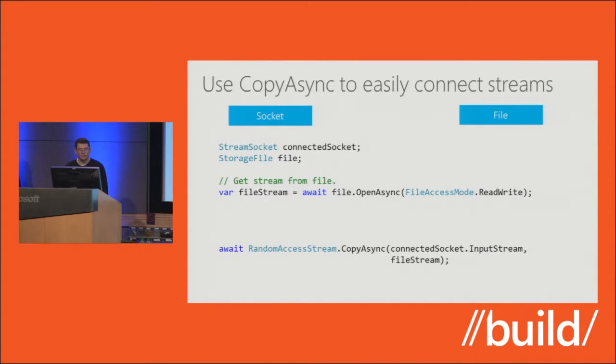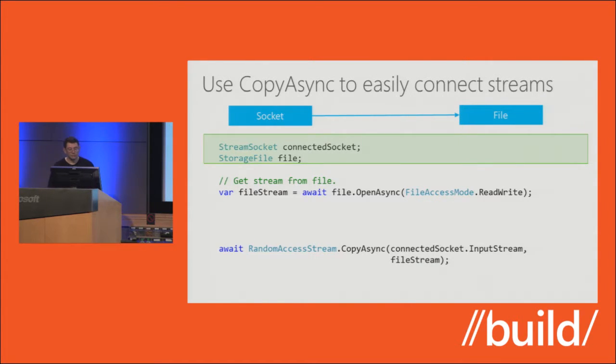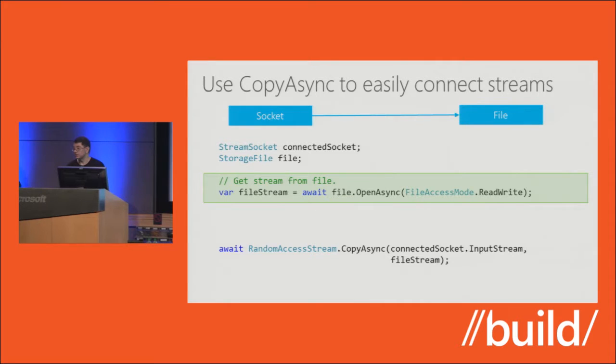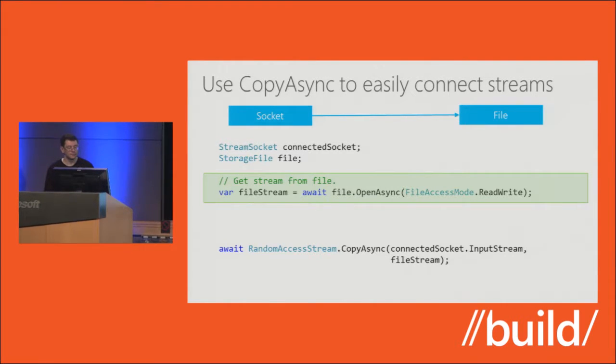So here's an example of using copy async, because it turns out that we've made this really easy for you to connect the streams without having to worry about the threading model and the buffering and am I starving the pipeline or how does this work. Okay. So here we're trying to go from a socket to a file. So we have a connected socket, and we open the file read-write so that we can have an output stream. So I have a connected socket and we have a file stream.